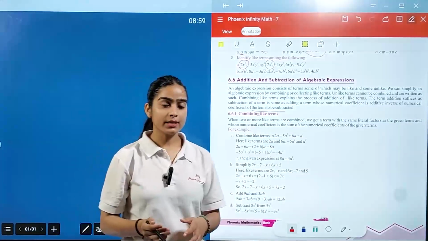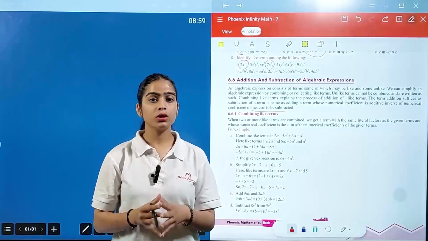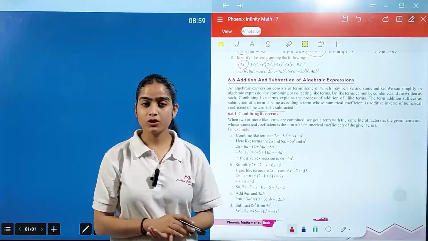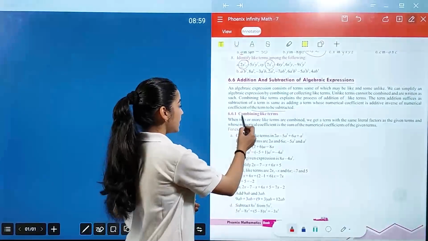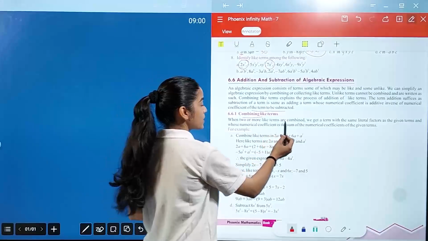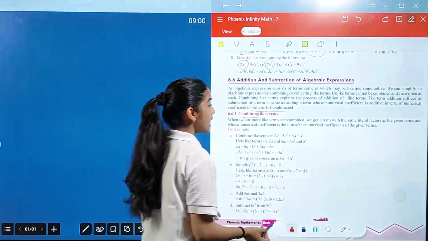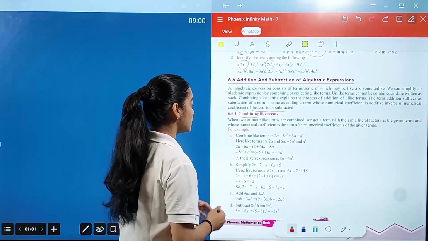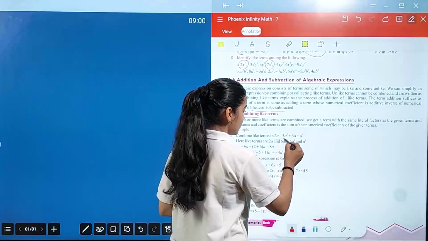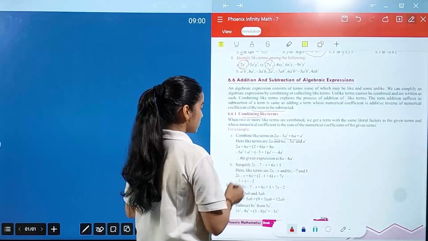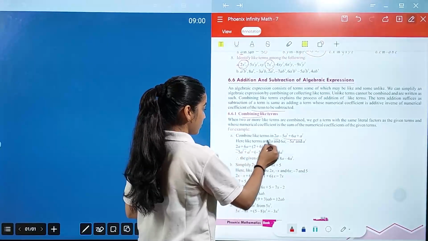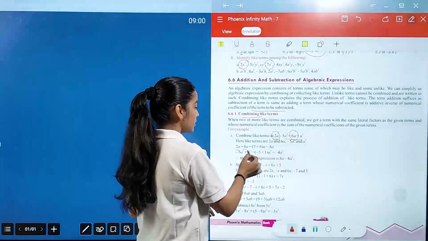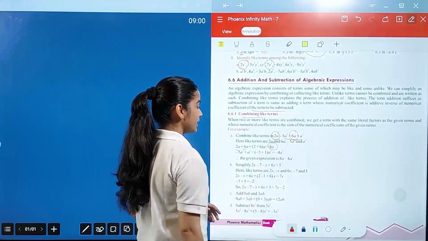In short, we can understand that we can do our operations only on like terms. We cannot apply subtraction and addition over unlike terms. So understood. Now combining like terms: when two or more like terms are combined, we get a term with the same variable factors as the given terms and whose numerical coefficient is the sum of the numerical coefficients of the given terms. For example, I have 2a minus 5a square plus 6a plus a square. In this case, 2a and 6a are both like terms, right? So we can add them together. 2 plus 6 is 8, and this 8a is your answer.